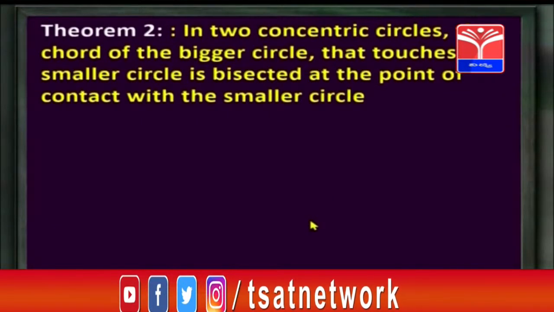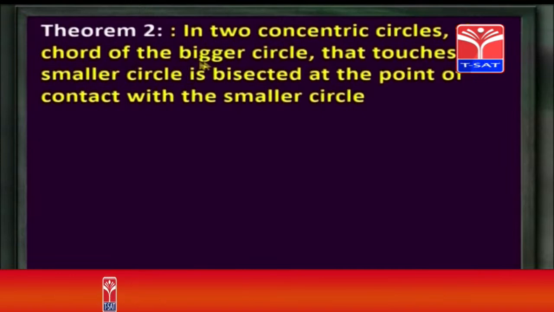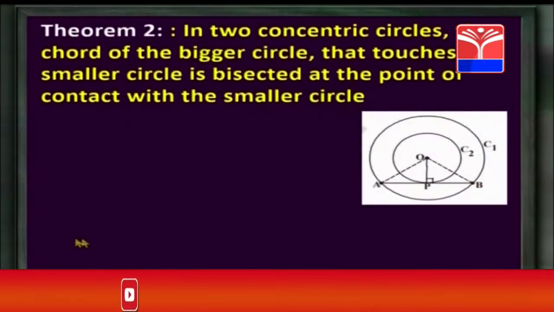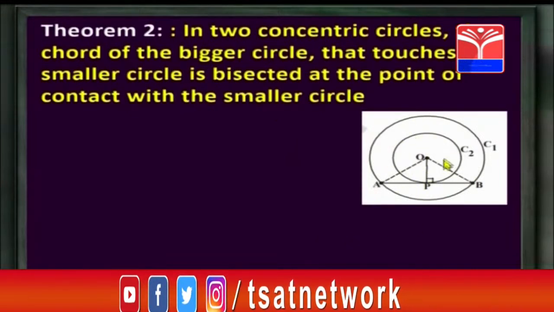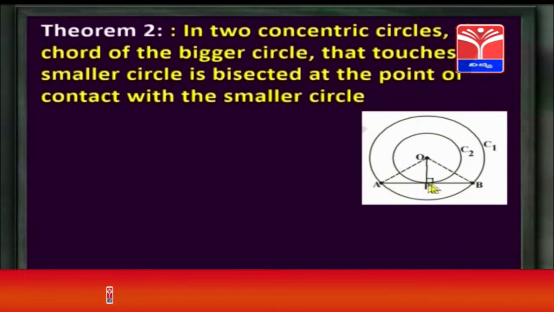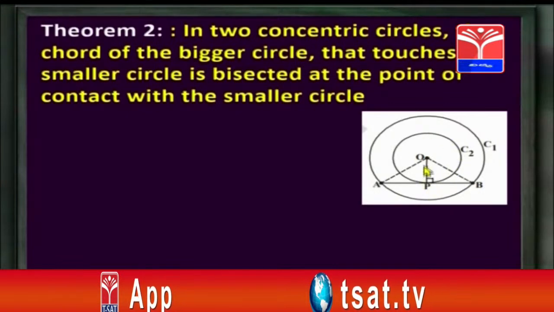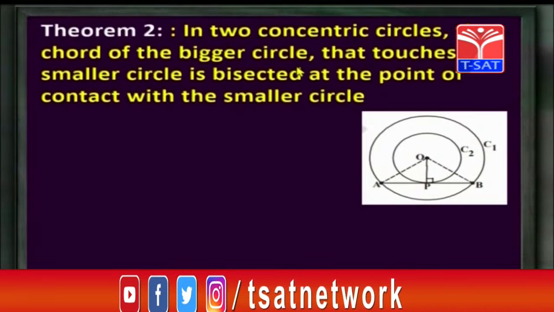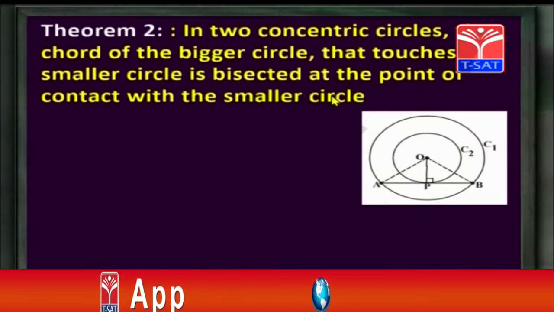Next theorem. In two concentric circles, the chord of the bigger circle that touches the smaller circle is bisected at the point of contact with the smaller circle. If you observe the figure, there is one bigger circle and one smaller circle. This line AB is a chord to the bigger circle and a tangent to the smaller circle. Now, we need to show that AP is equal to PB.